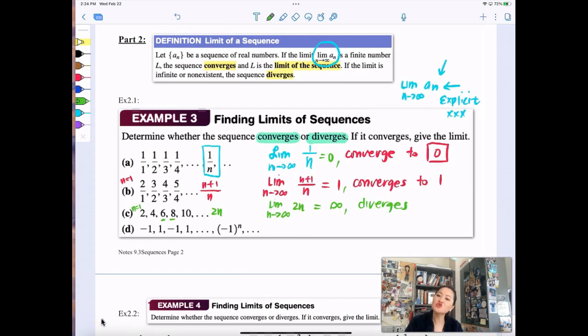How about the next one? How about you try it on your own? -1, 1, -1, 1. Remember, it's getting infinitely larger. Okay? It's getting infinitely larger. And we know that we could write it like this.